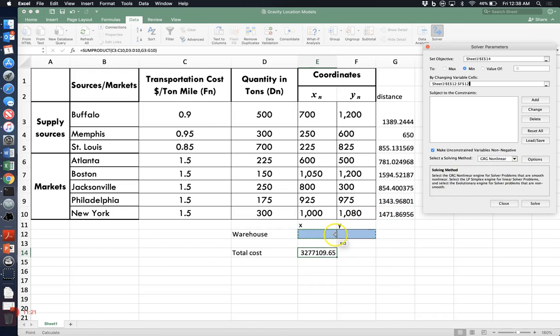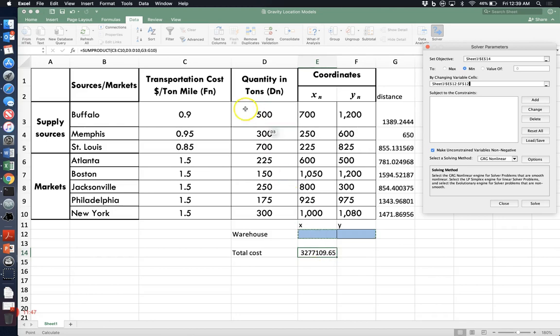This is a nonlinear optimization problem because our formula for distance has a square root and a square and all of that. So this is obviously a nonlinear problem. It's not a linear problem. So now here we don't have any constraints. There are absolutely no constraints in this problem. Just the objective function is to minimize the total cost by changing the values of x and y. So what are the best values of x and y which minimize the total cost?